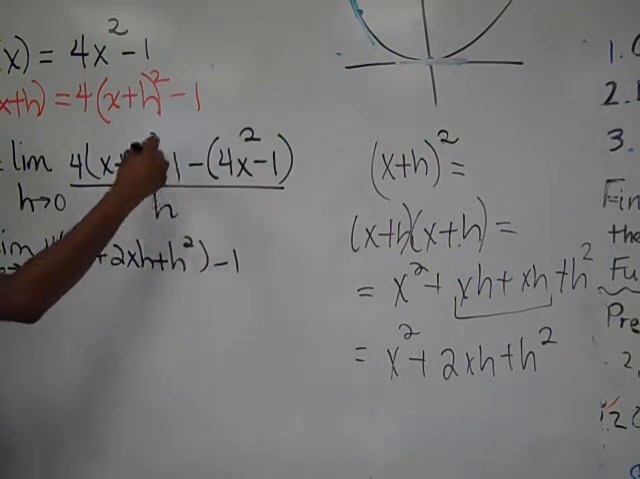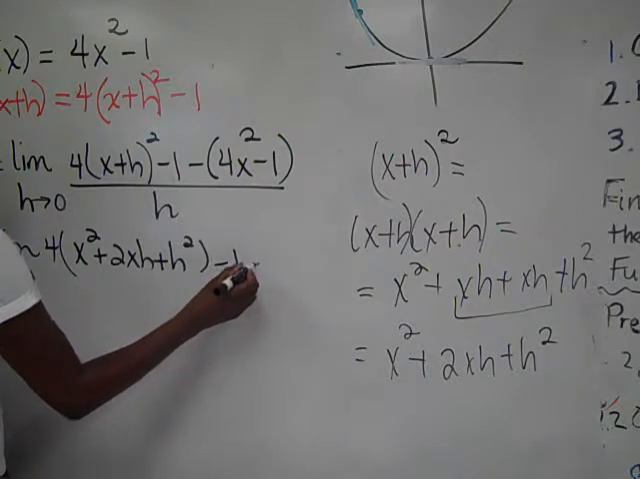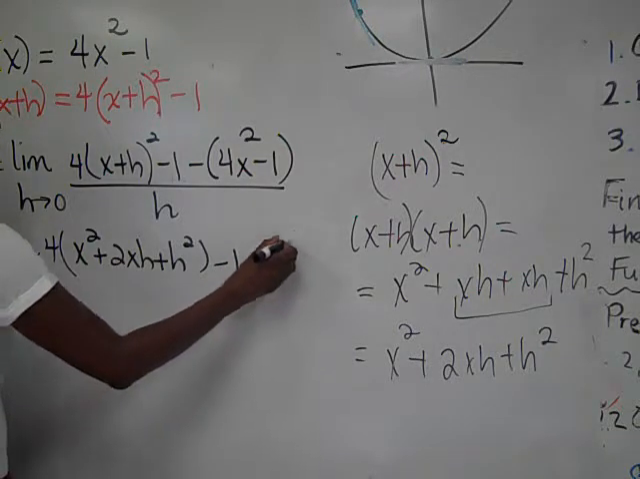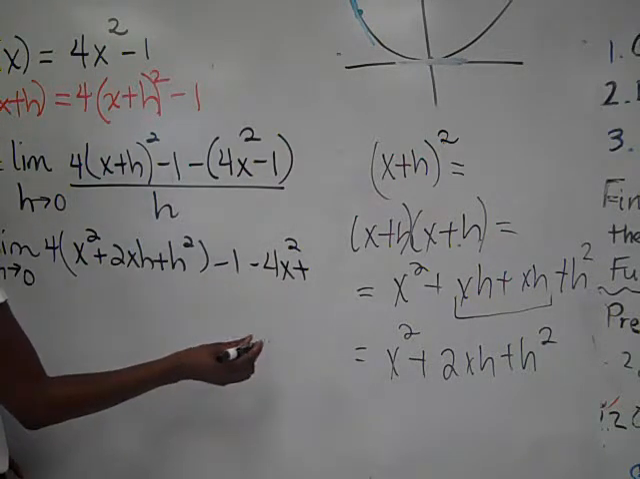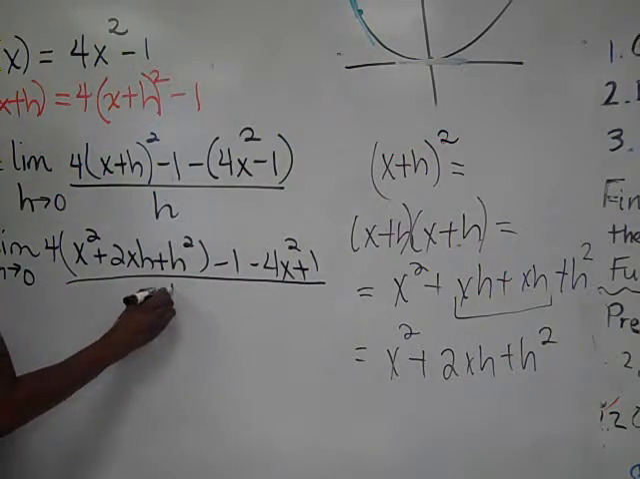You want to go ahead and distribute here? Yes. So what do you get? Negative 4x squared plus 2, plus 1, all over h.